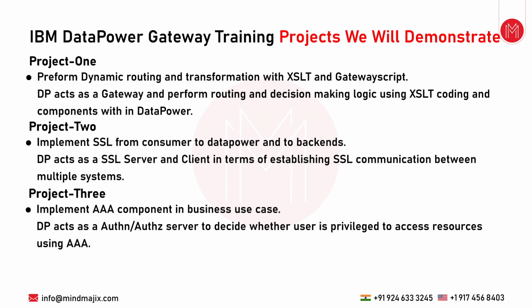And there is another one, implementing the AAA component in a business use case. If you are expecting some routing and transformation to be performed in DataPower, it's not a plain routing or transformation, but definitely the consumer has to get authenticated and authorized against the DataPower layer, the ESB layer. That authentication and authorization we're going to apply using a third-party authentication server called LDAP, which is the Lightweight Directory Access Protocol, used for user authentication. Lakhs and millions of users are onboarded in the LDAP, and DataPower will integrate with LDAP and get the resource identities. We'll see that scenario as part of project 3.